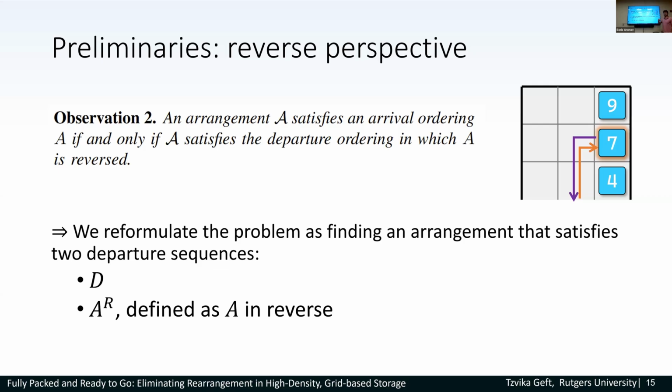In any case, for now, if this bothers you, you can just think of it this way. Let's just look at this problem of satisfying these two departure orders. I want to take them out in this order and in another order. I mean, this makes sense maybe on its own right, if you have some uncertainty on the departure order.